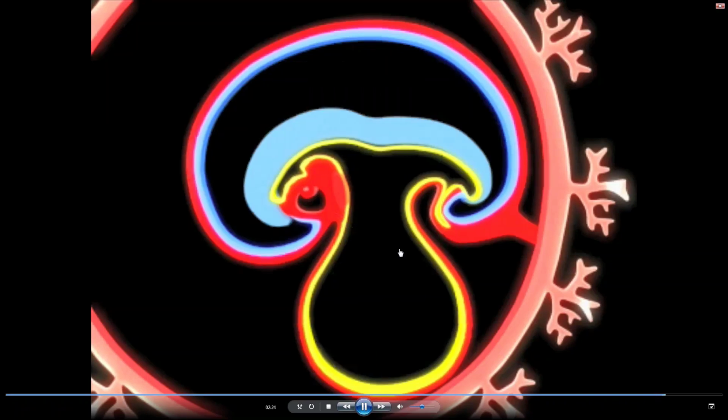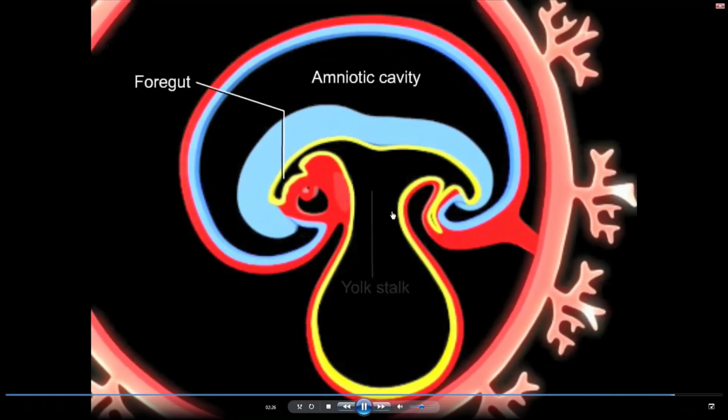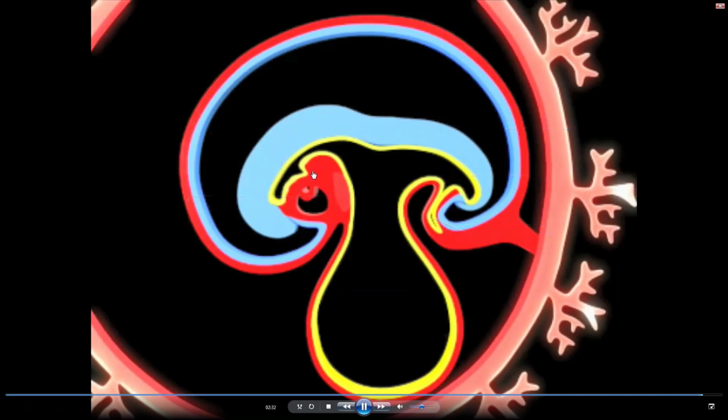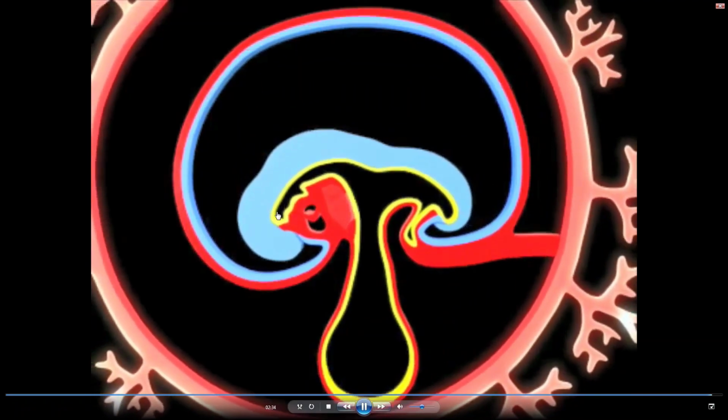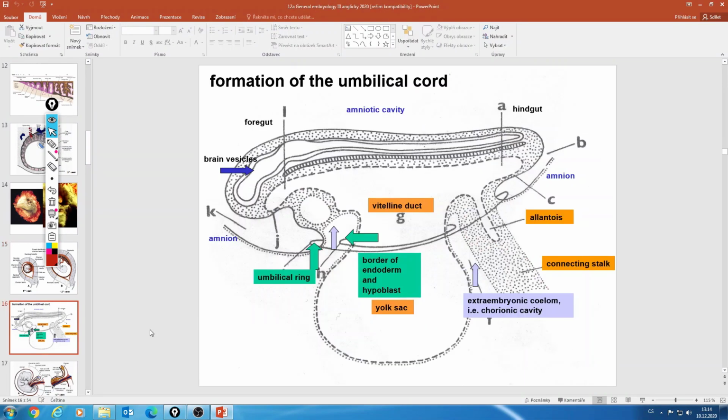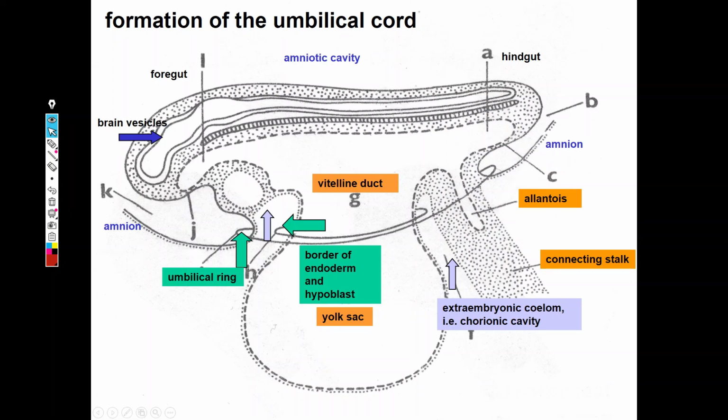Once again, here we have the yolk sac and the developing omphaloenteric duct, which is connecting the yolk sac to the primitive gastrointestinal tract over here. So let's go back to the presentation. You can find this video also on Moodle online. And now I'm going to explain what's really happening.